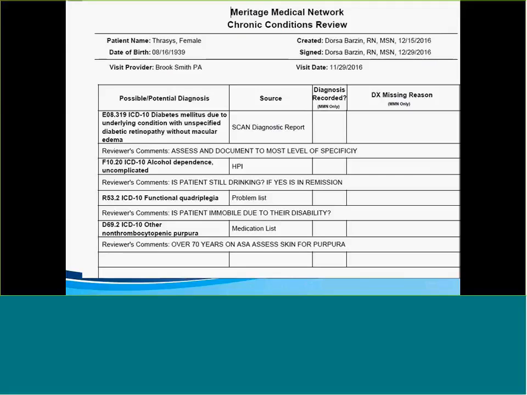Functional quadriplegia, the review asks, is the patient immobile due to their disability? If yes, you code it. If no, just let us know. No, we'll take it off the list. And finally, non-thrombocytopenic purpura is senile purpura. And here's one we kind of force the diagnosis a little bit. Anybody who's on the old side on aspirin, we expect to have it. And certainly take it off the list if they're not. Just remember to code it once.